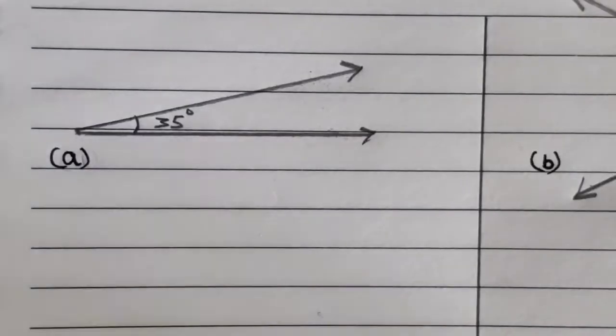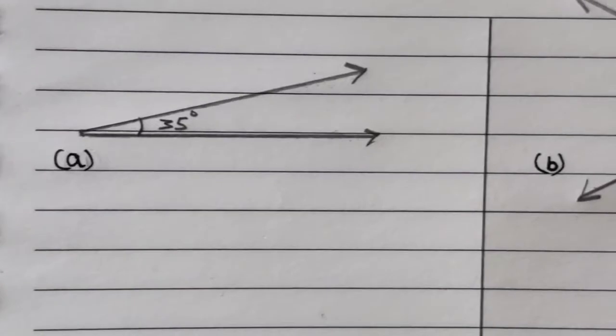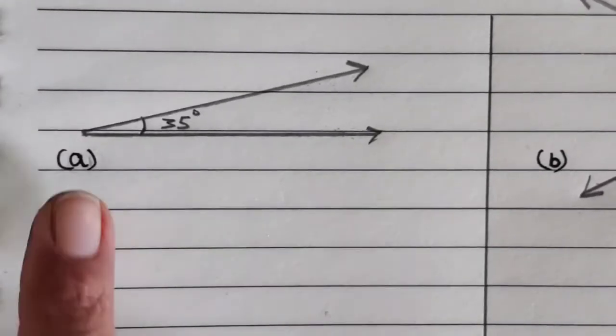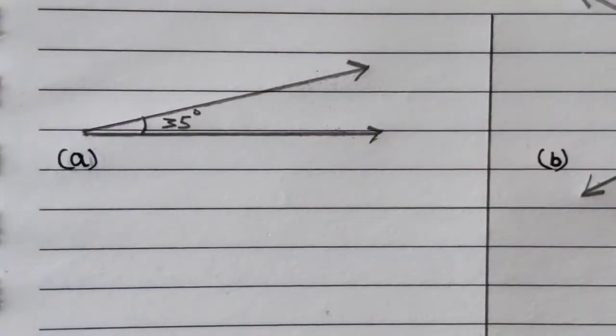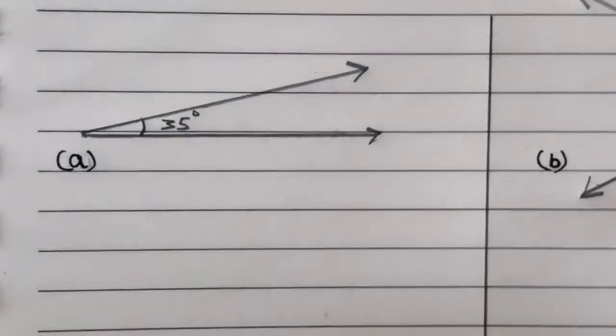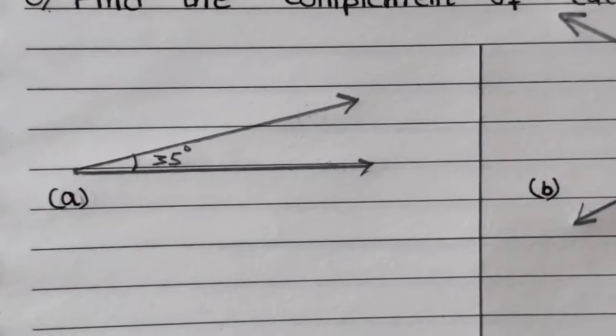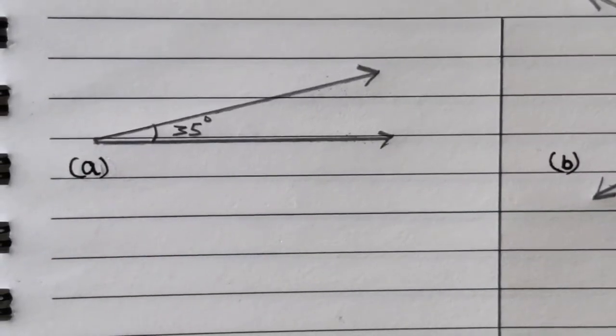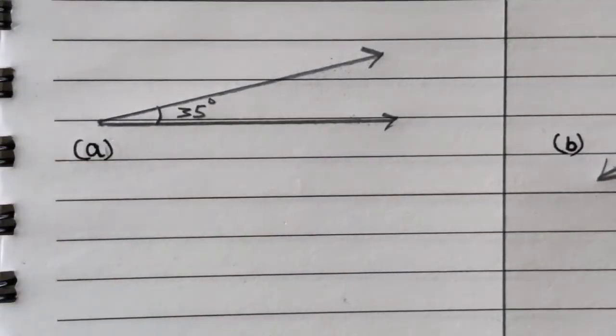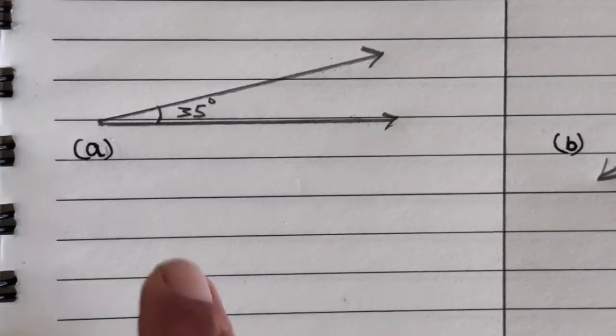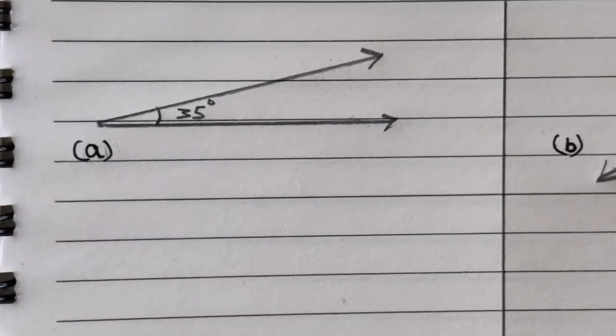question A first. So as you could see here, question A has a given angle of 35 degrees and we have to find the complement. Complement means the sum of the angles is always 90. So one angle is given to you as 35 degrees. Now you have to find the other angle which will make 90 on addition with 35. So how are we going to write?